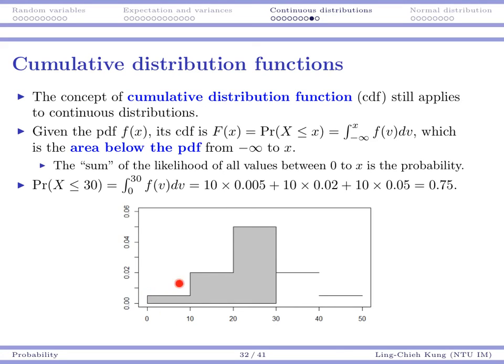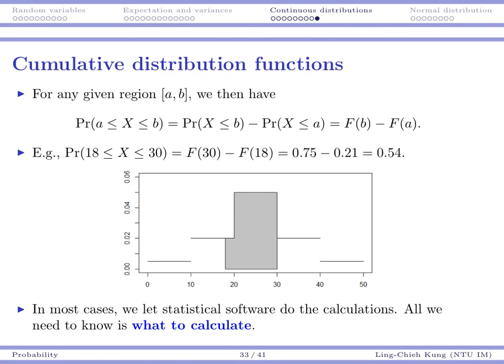The first region has probability 5%, the second region has probability 20%, and then the third region here has probability 50%, and the total of them is 75%. So the probability for x to be less than or equal to 30 is 75% by this definition, as the area below the PDF between the lowest value to x.